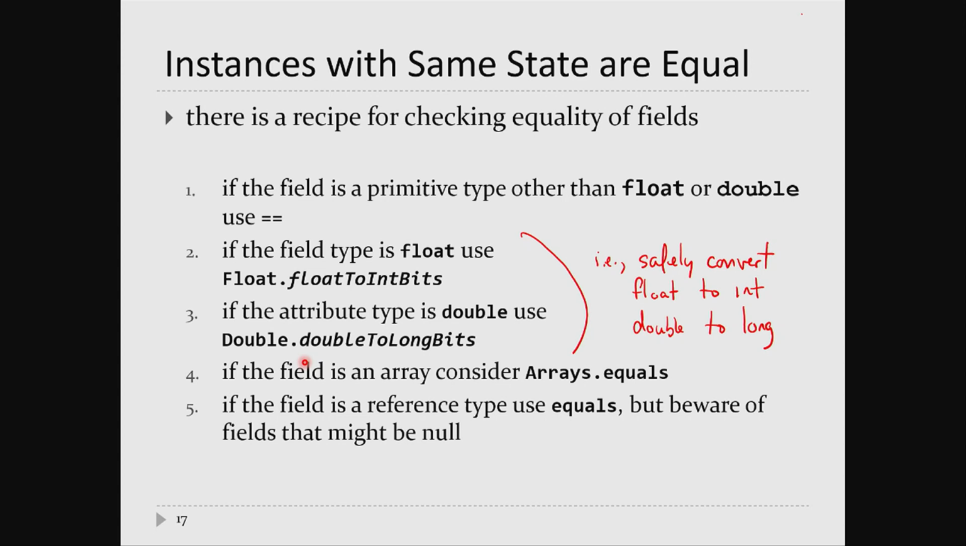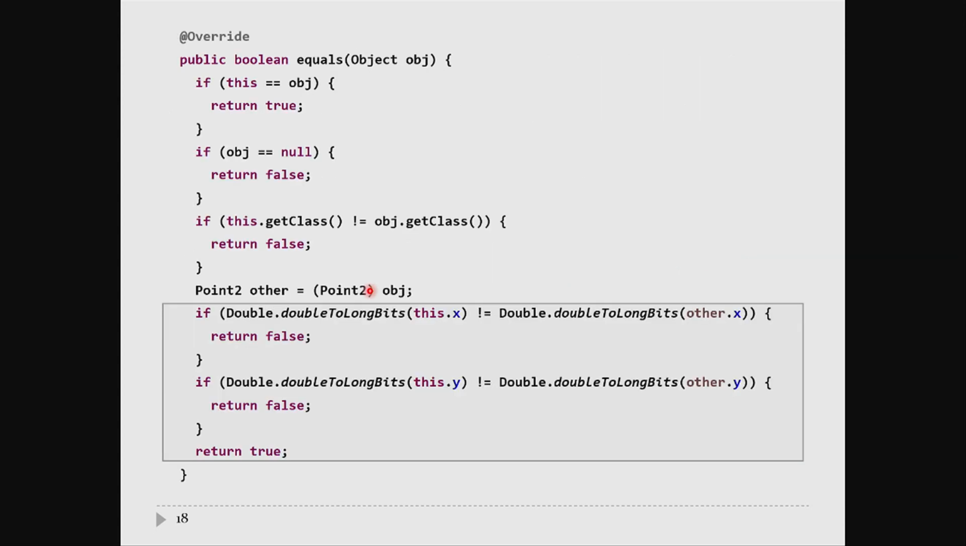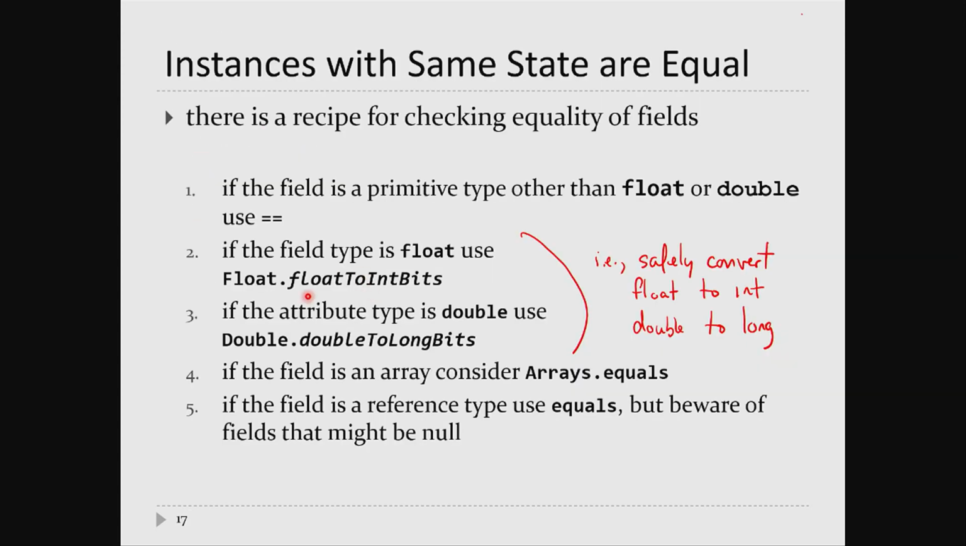Now, the reason you're doing this is you can compare two integers using equals equals. So if I call floatToIntBits, that takes the float number, converts it to an int, and now I can use equals equals on the result. doubleToLongBits converts the double to a long, and then I can use equals equals to compare the result. On the next slide, I'll explain why you should do this.